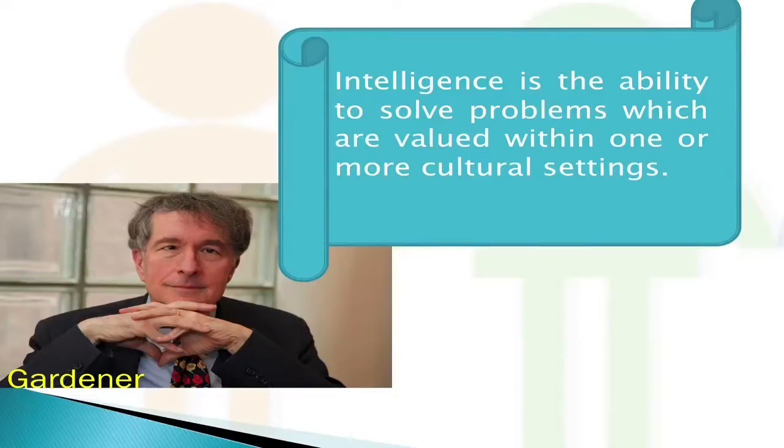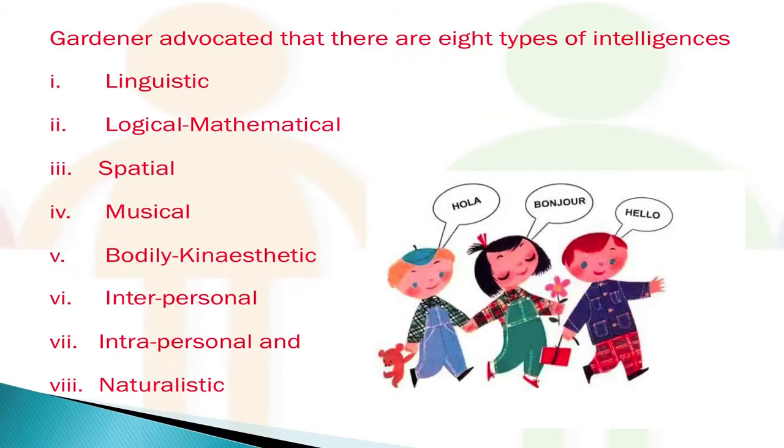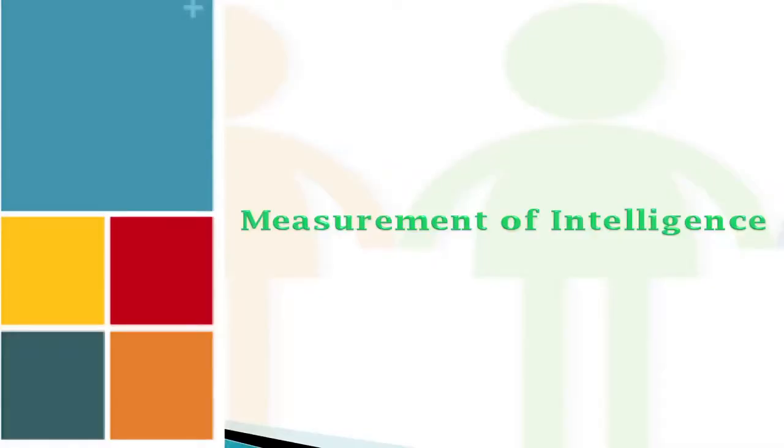Number 3, Gardner has described it as the ability to solve problems which are valued within one or more cultural settings. He advocated that there are 8 types of intelligences, namely linguistic, logical, which is mathematical, spatial, musical, bodily, which is kinesthetic, interpersonal, intrapersonal, and naturalistic. Now, we will see how we can measure intelligence.